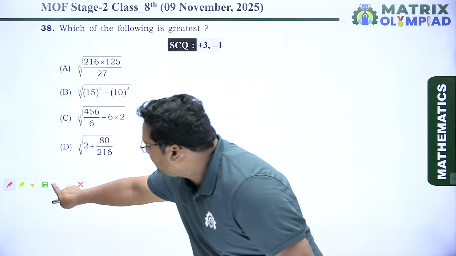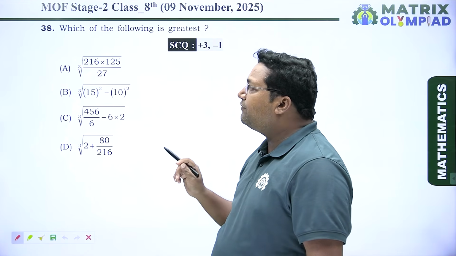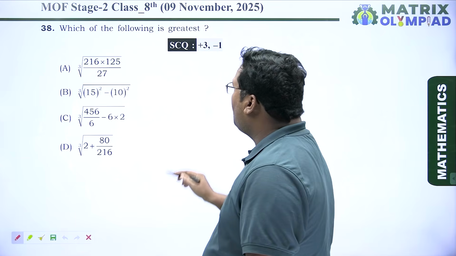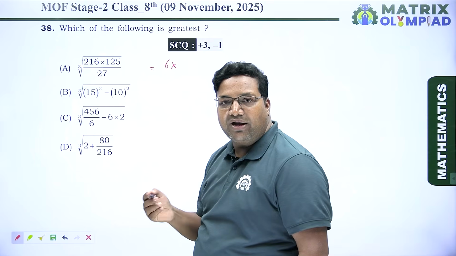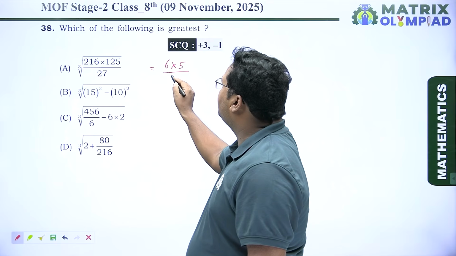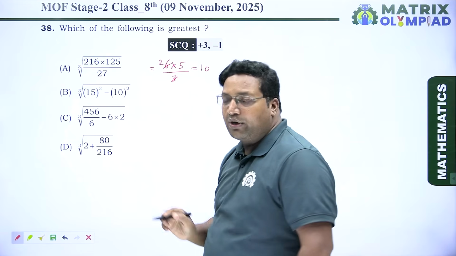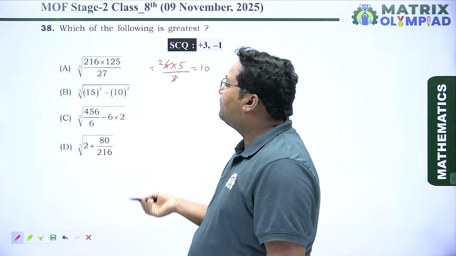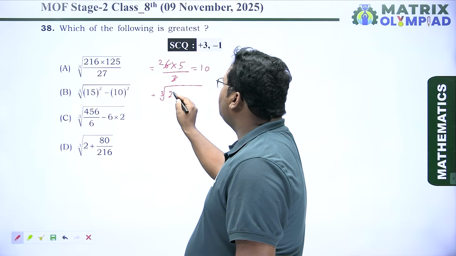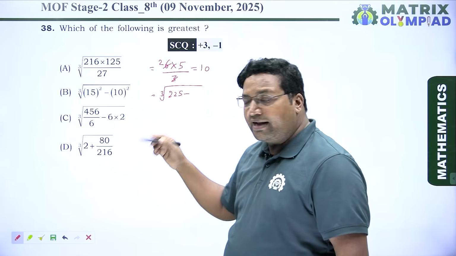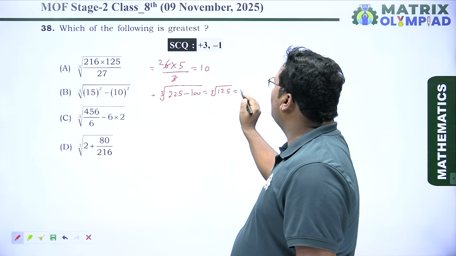Here 4 options are given, and I have to tell the value of which one is greatest. So first number is cube root of 216 into 125 upon 27, which is equal to cube root of 216 is 6, cube root of 125 is 5, and cube root of 27 is 3, and 6 upon 3 is 2, so this value is equal to 10. Second number is cube root of 15 square minus 10 square. So 15 square is 225 and 10 square is 100. So cube root of 125, which is equal to 5.